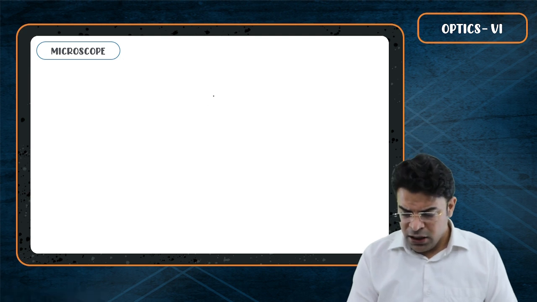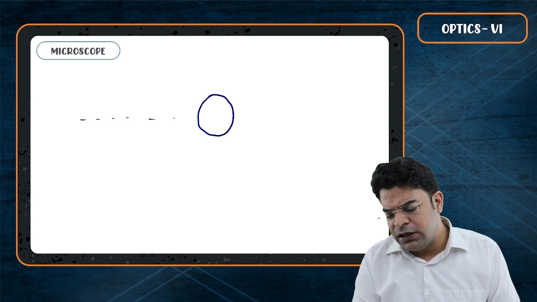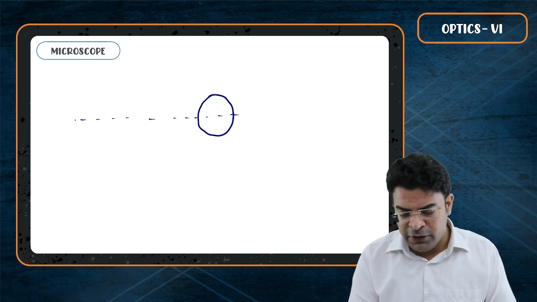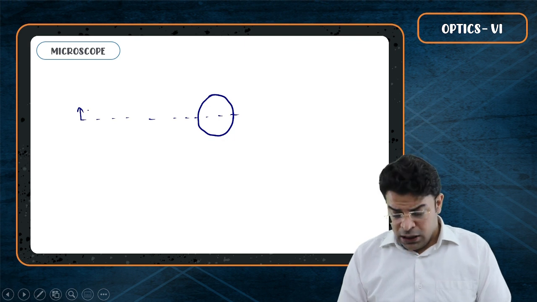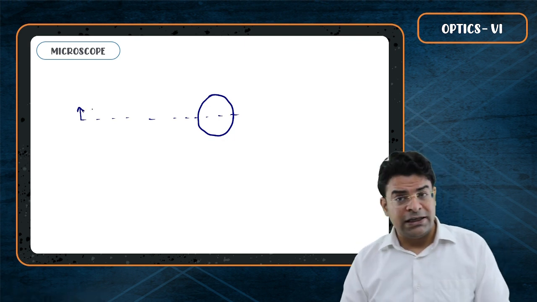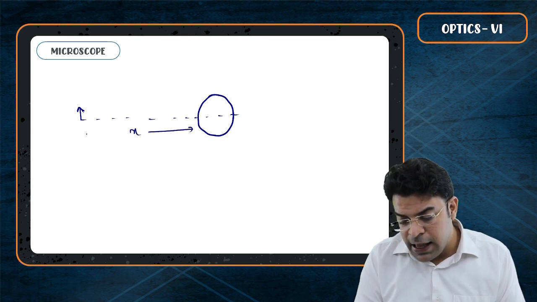Why? Think that this is your eyeball, and you have got a certain object you are looking at, and you have placed it at a greater distance from your eye. Now, since the distance of this object is greater, this object will subtend a small angle on your eye.